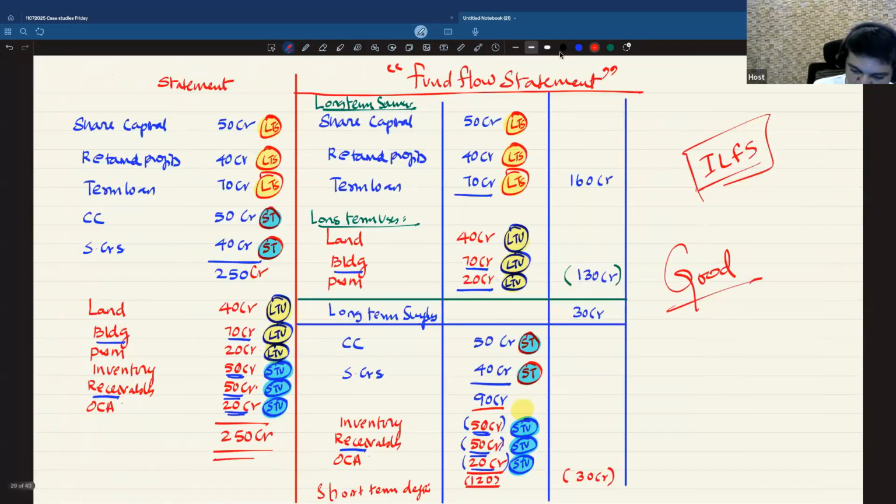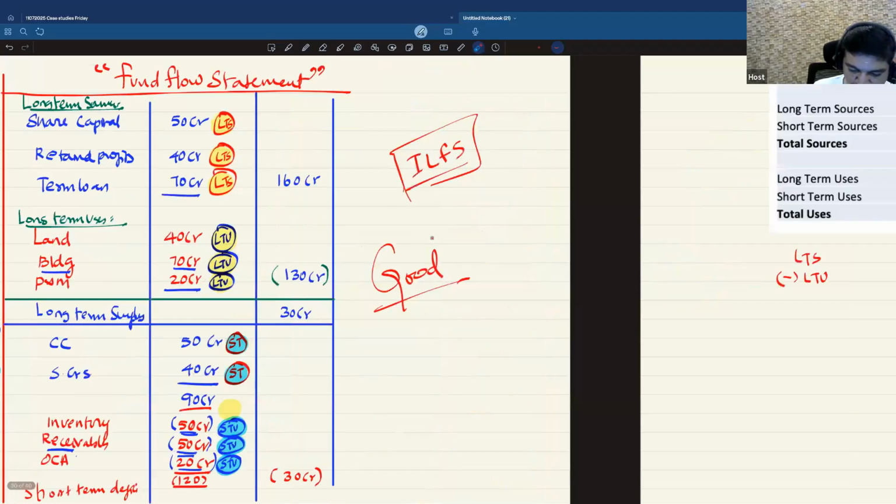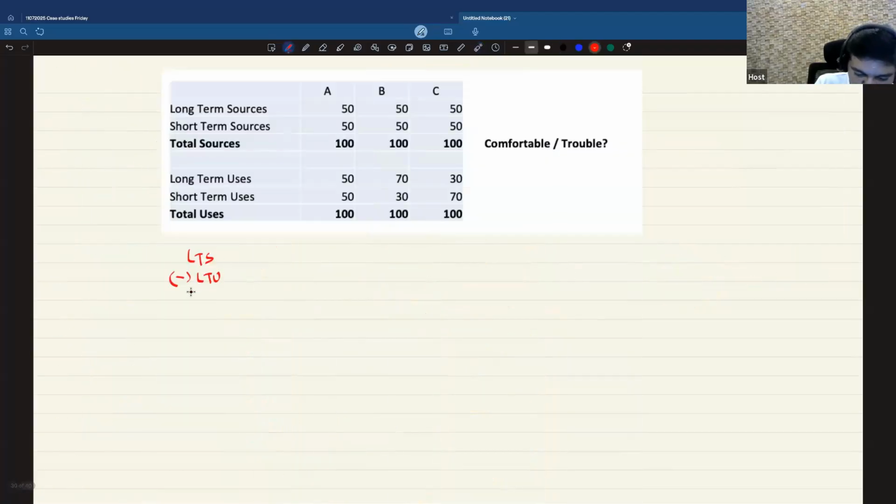Okay. What does the fund flow statement teach us? You have to compare the long-term sources with long-term uses. So let's write it that way. So we will know whether there is any surplus or deficit. Then we have to compare the short-term sources with short-term uses. Then we will know whether there is any surplus or deficit on the short-term front.